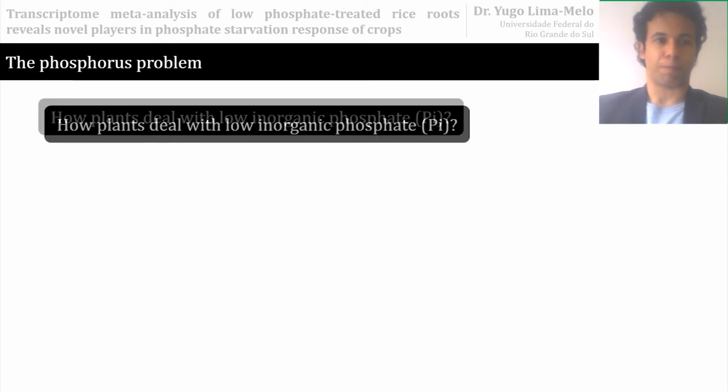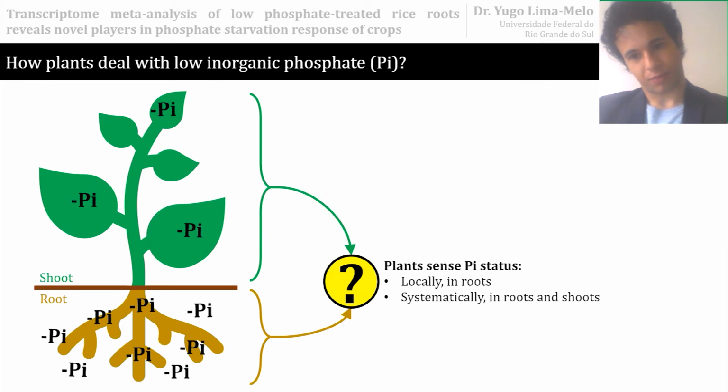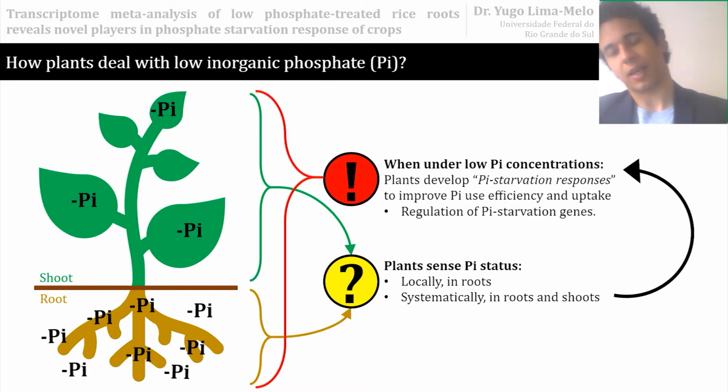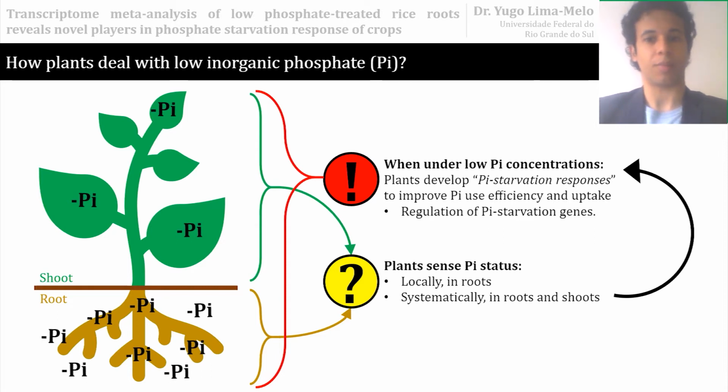So plants can sense. Actually, plant first has to sense the phosphate status. So this can occur locally in roots or systemically in the whole plant, roots and shoots. And when plants perceive that they are under low phosphate concentrations, they develop the so-called phosphate starvation response in an attempt to improve phosphate use efficiency and uptake. And it is totally dependent on the regulation of phosphate starvation genes.